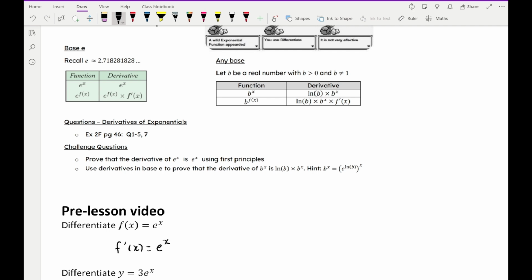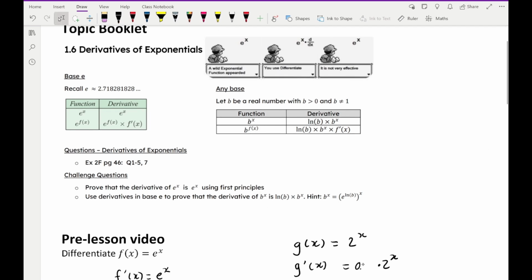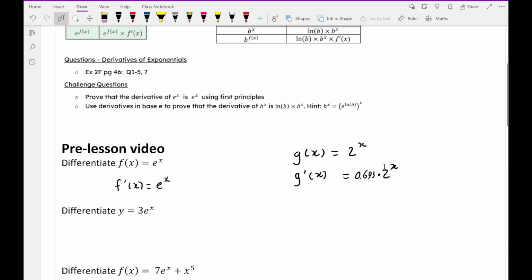Really nice stuff. But if you try and differentiate a different function, like 2 to the x, you're going to get a really weird derivative. So you will get something like 2 to the x, but it's going to be multiplied by some horrible number out the front. And I can actually tell you what that number is. Turns out that number is log of 2. So yeah, 0.693. So you can see here, to actually work out the derivative of 2 to the x, it's a horrible number times 2 to the x.